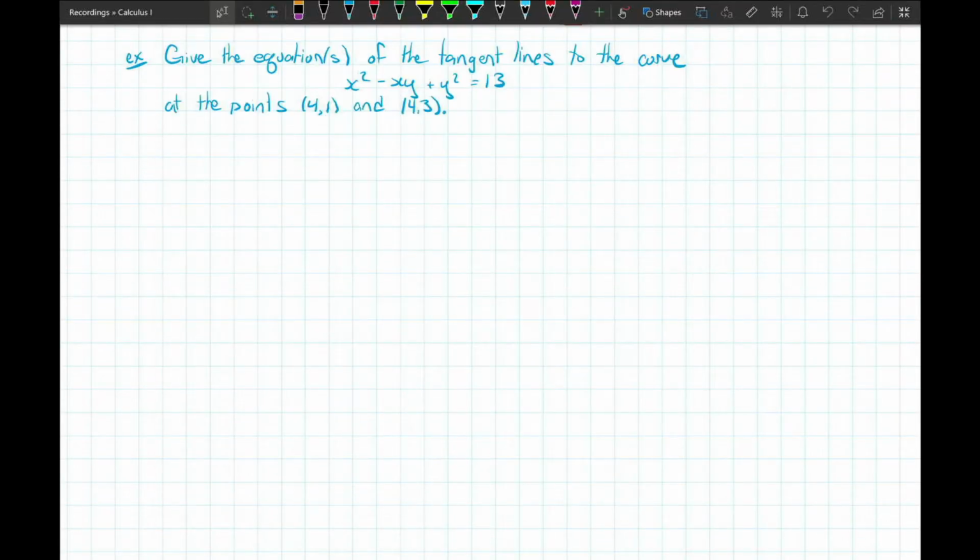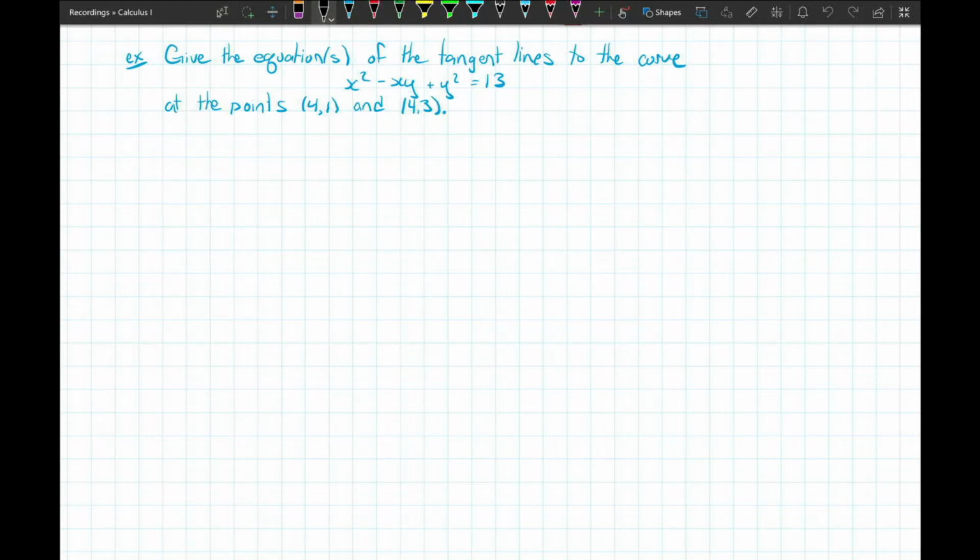All right, well, given that curve and the 2 points, let's see if we can find the equations of the tangent lines. Well, first of all, we have the points already. We're really just missing slope. And once we've got slope, point slope form will allow us to put those pieces of information together and get the equation of the line. So we need to find a way to get slope out of this.